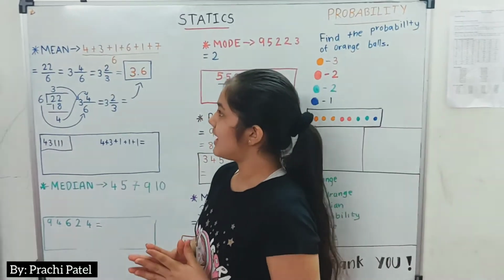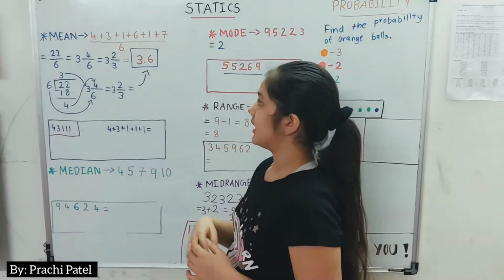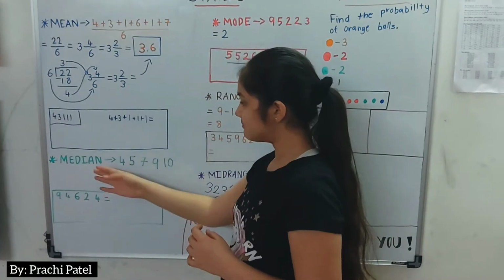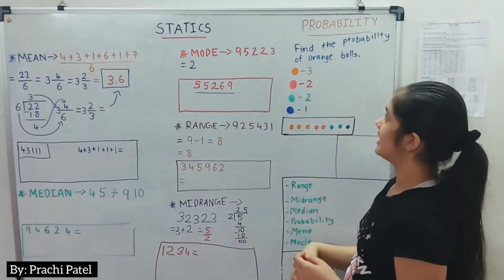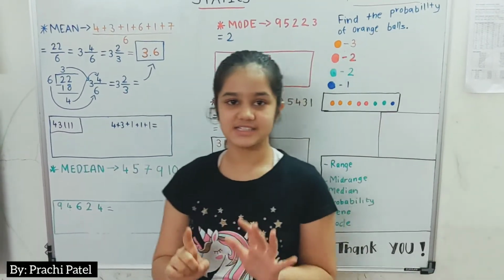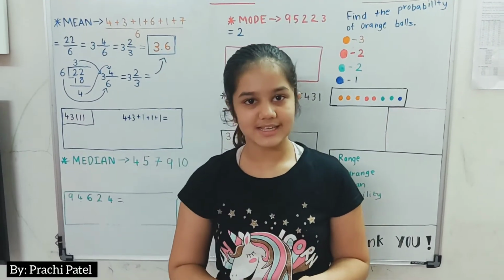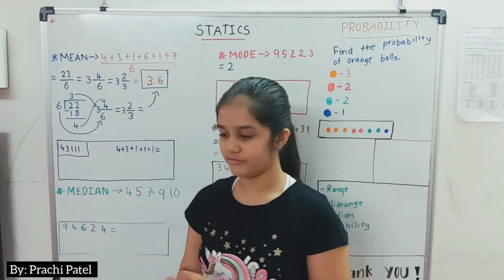First of all, I will tell you the names of the parts. First is mean, median, mode, range, mid range, probability. So today we are going to learn these 6 things. I will explain these things and I will also answer the questions in front of you.